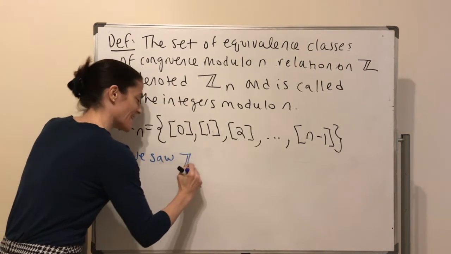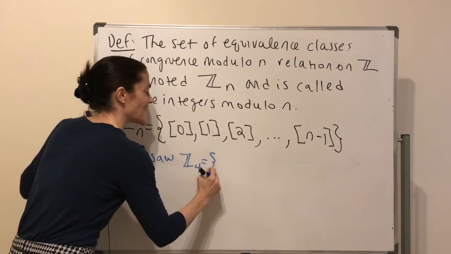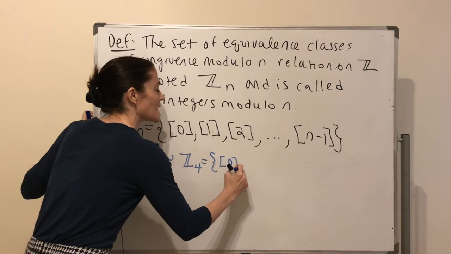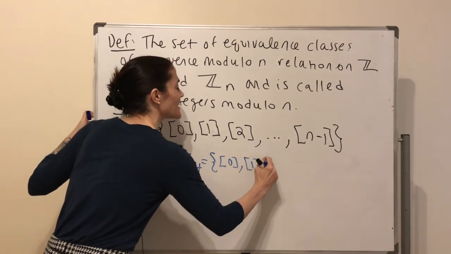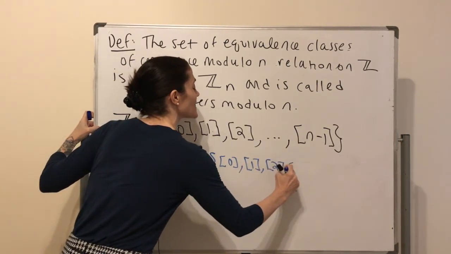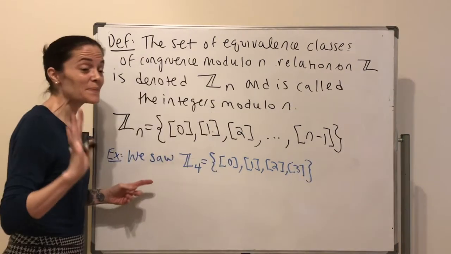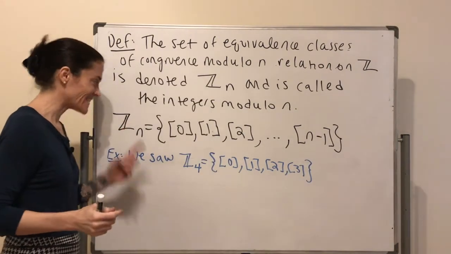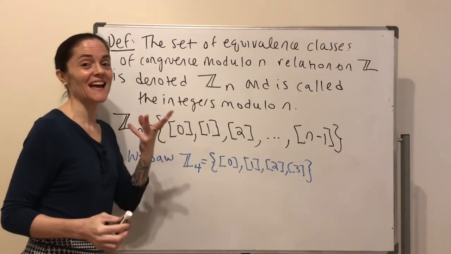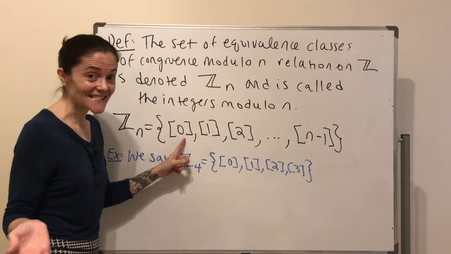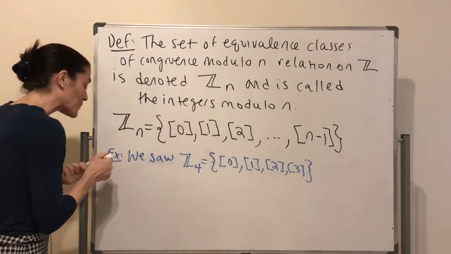We saw this just as a comment, which was the class of 0, the class of 1, the class of 2, and the class of 3. But we have a Zn for every positive integer n. It's these equivalence classes.